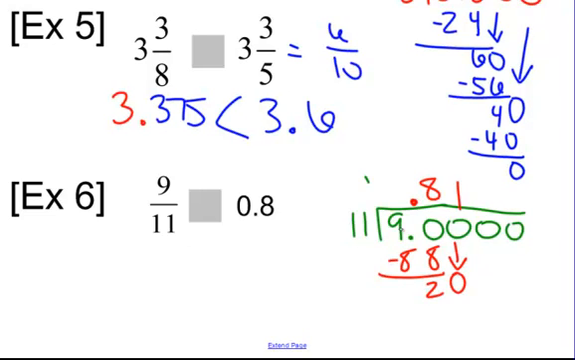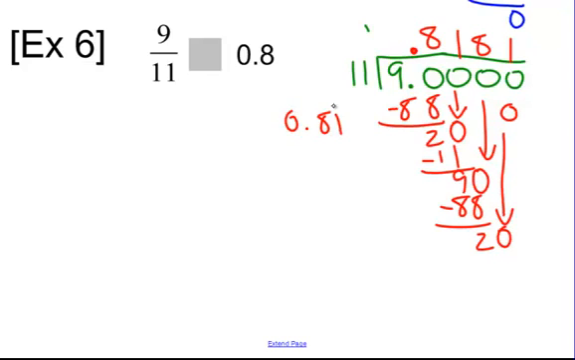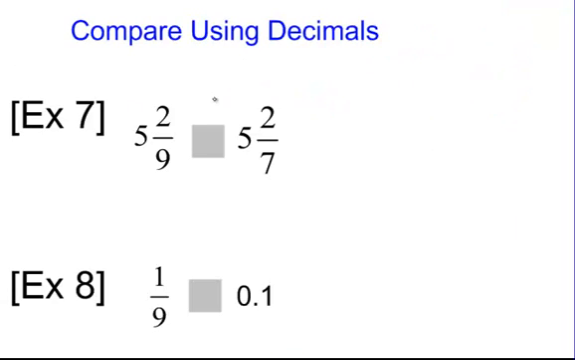11 goes into 20 once. 1 times 11 is 11. Subtract, we get 9. Bring a 0 down. 11 goes into 90 8 times. And we do 8 times 11, which is 88. Subtract, we get 2. It looks like a pattern forming, right? Bring a 0 down. 11 goes into 20 once. Yeah, there's a pattern. 0.81 repeating. Now, we know that if this is 0.81 repeating, that's bigger than 0.8, because 0.8 is just 0.80. So we know that that's bigger. Try these two on your own.